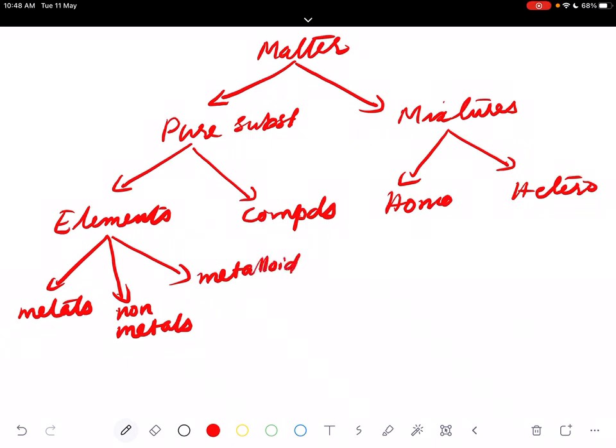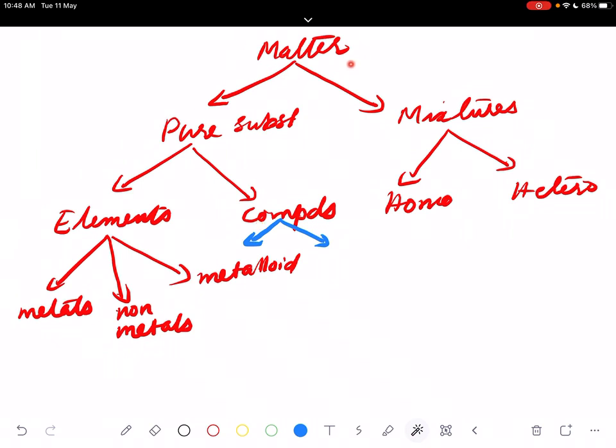Now, let's see the compounds. In what way are compounds classified? What are compounds, and what are the characteristics of compounds? Let's see those things. Now we are moving to compounds.